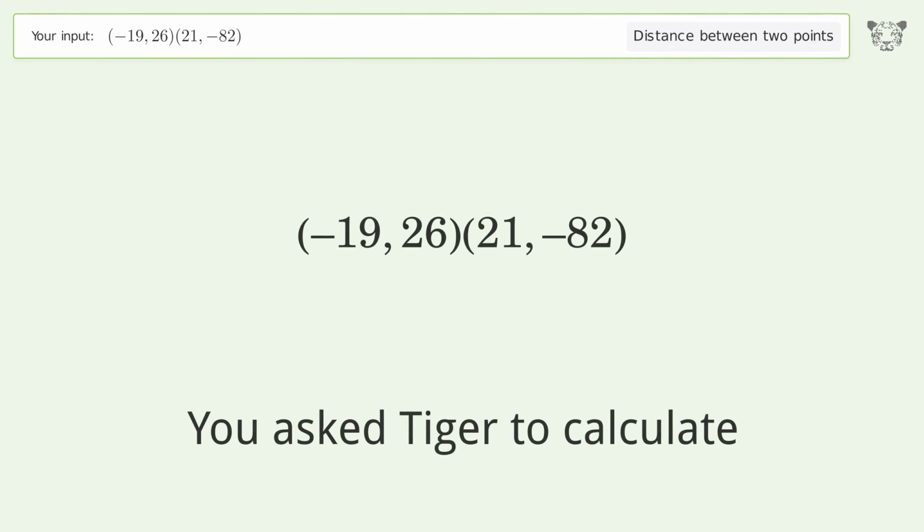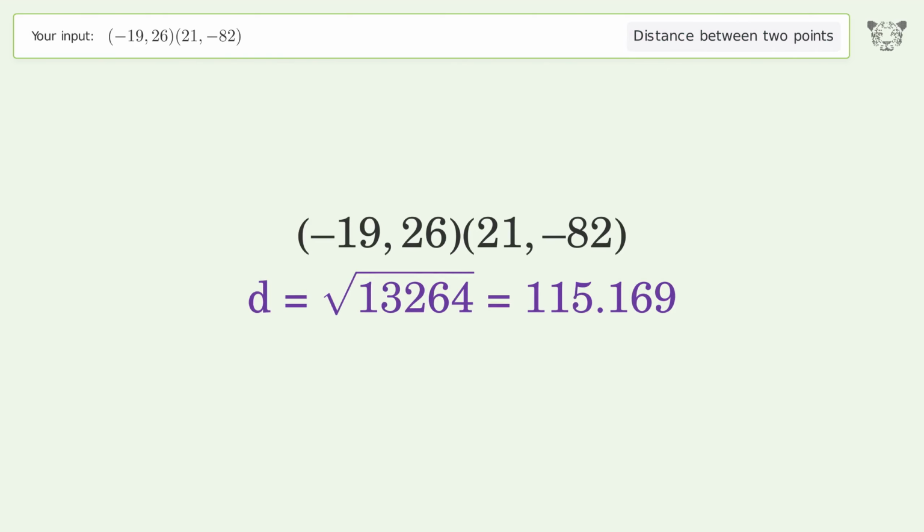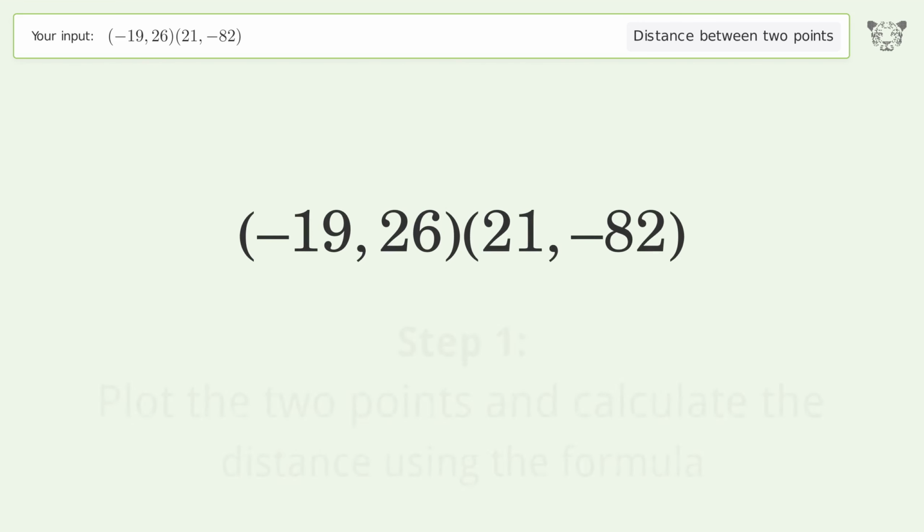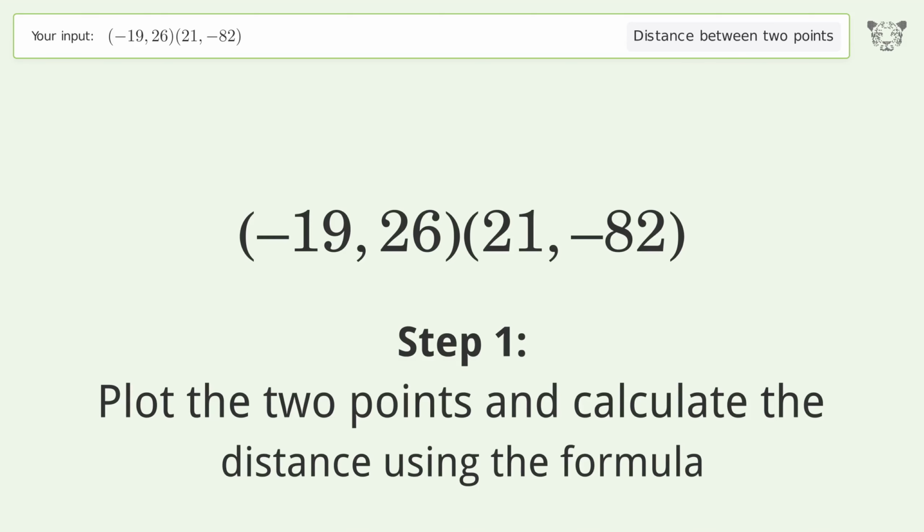You ask Tiger to calculate. This deals with the distance between 2 points. The distance between the 2 points is the square root of 13,264 or 115.169. Let's solve it step by step. Plot the 2 points and calculate the distance using the formula.